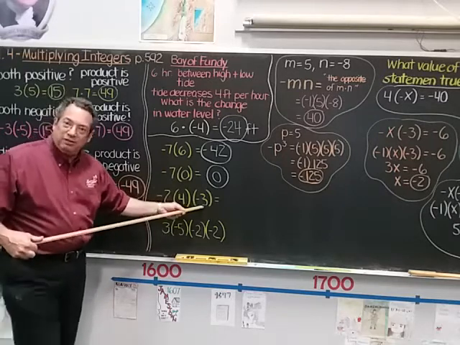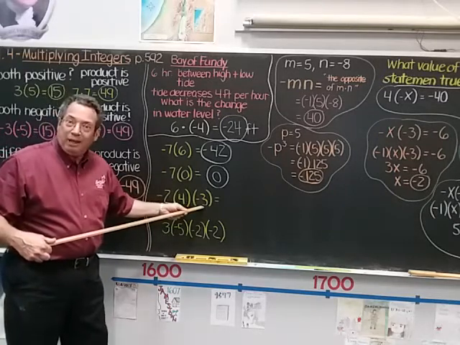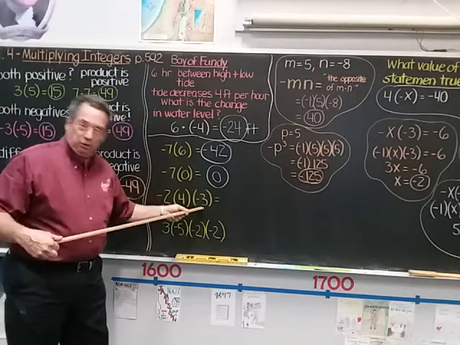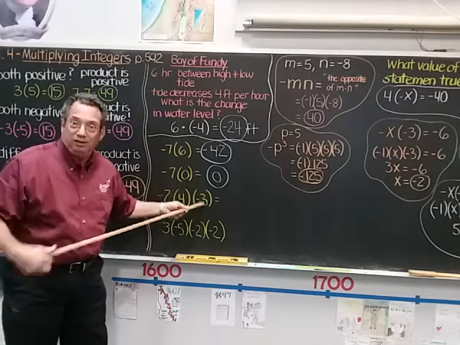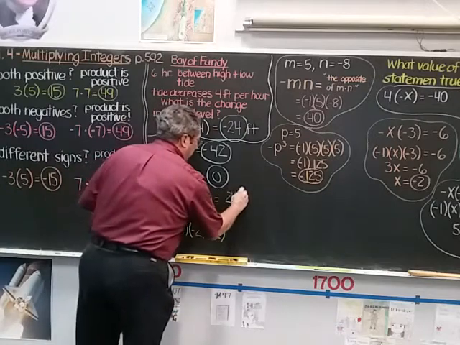Negative 8 times negative 3. Well, 8 times 3 is 24. And since I'm going negative 8 times negative 3, I'll have a positive 24, right? Because a negative times a negative is a positive.